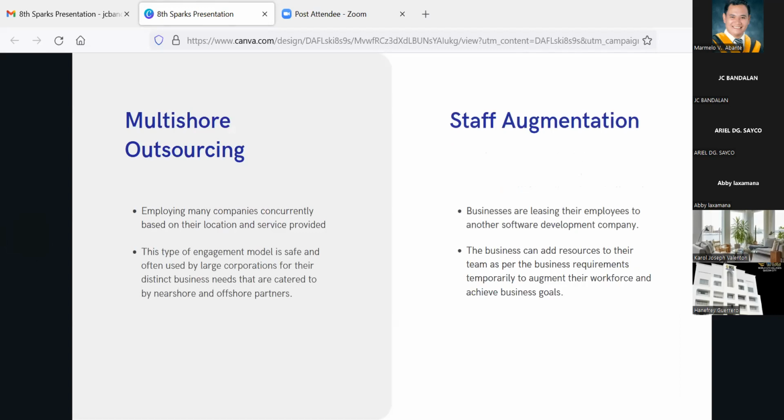Multi-shore outsourcing. Pag sinabing multi-shore outsourcing, employing many companies based on their location and service provided. So this type of engagement model is safe and often used by large corporations for their distinct business needs that are catered to nearshore and offshore partners. Usually, guys, itong multi-shore outsourcing na to, it's actually a technique or a step that's being taken by large companies as part of their BCP or business continuity plan.